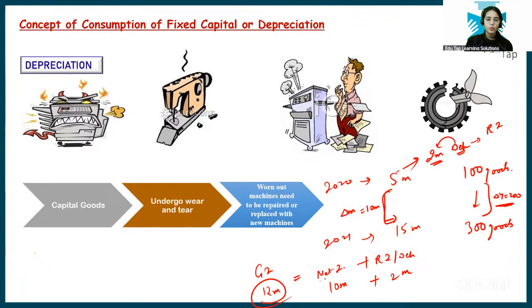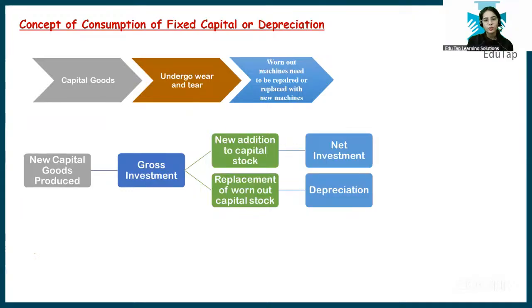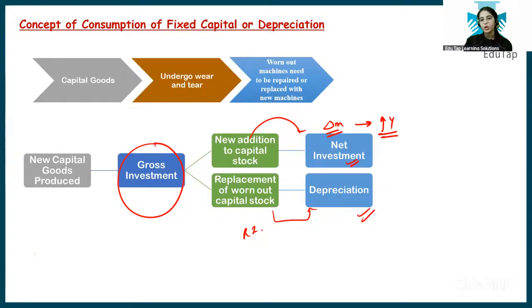Whenever you want to go from the net to gross, you have to add the depreciation. Got it? So net investment is the new addition to the capital stock to increase the level of output. For depreciated capital, we have to replace the worn out capital, so this is replacement investment. Gross investment is the net investment plus the replacement investment, or the net investment plus the depreciation. So that is gross investment.